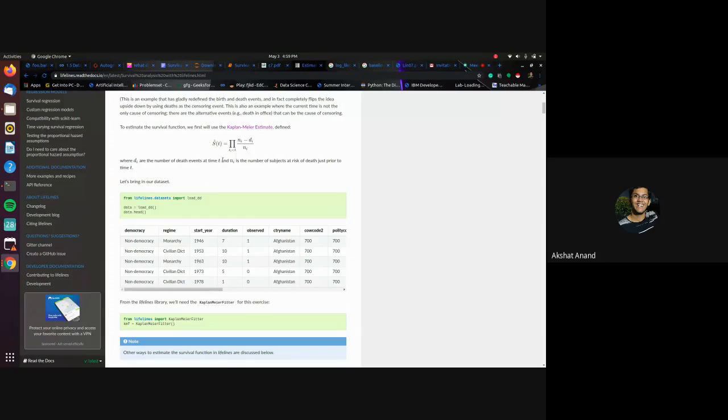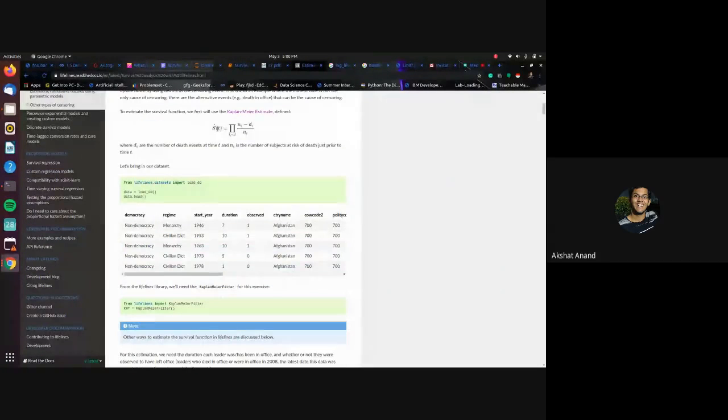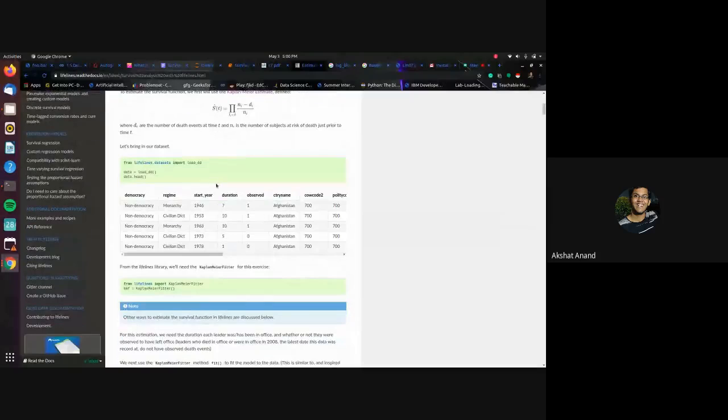This n_i is the number of subjects at risk of death at a given time t, and this d is the number of events that occurred. We subtract the values, take the ratio, and make the product of all the values, which gives a particular value to this function.